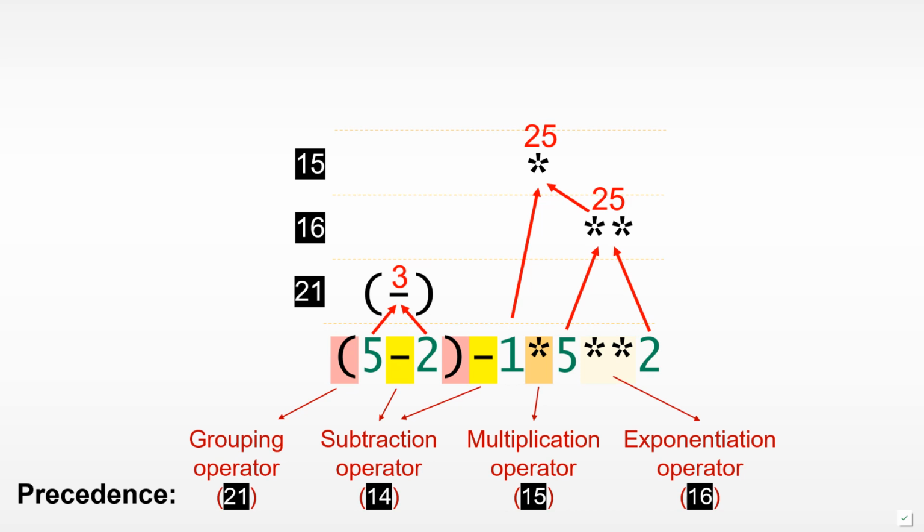Okay, so what is left to do? We in fact only have one last bit that we haven't evaluated. It has to do with the subtraction operator at precedence 14. What would be its operands? Well, its left operand would be 3, the result of the parenthesis part of the expression, and its right operand would be 25, the result of evaluating everything to the right of it, 1 times 5 to the power of 2. How much is 3 minus 25? Well, the answer would be minus 22. This is the final result of our expression.